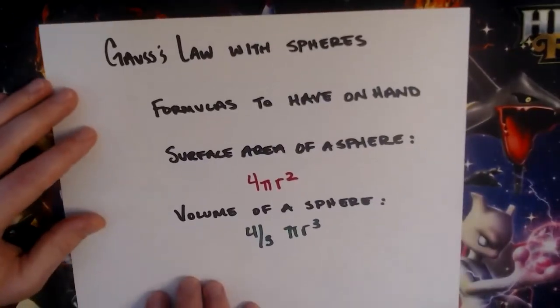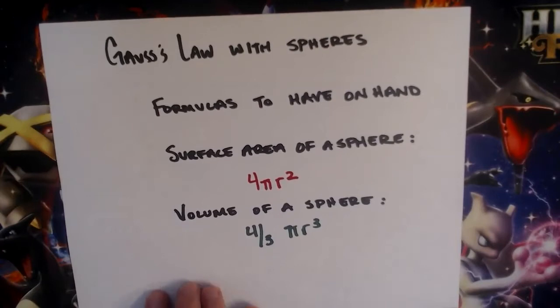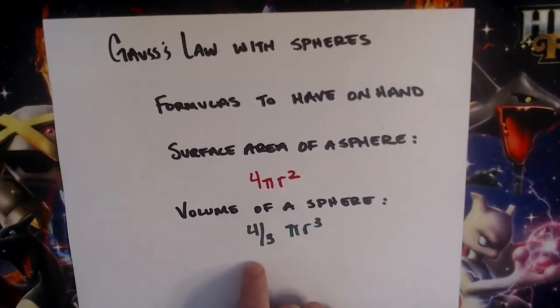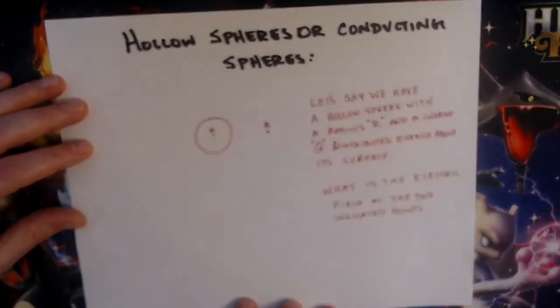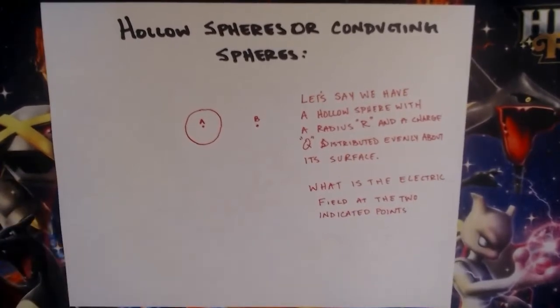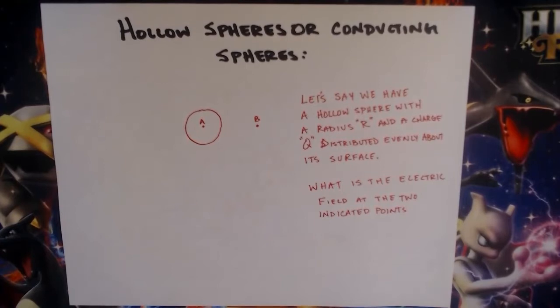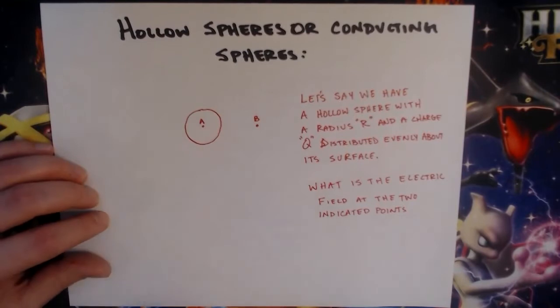Gauss's law with spheres, just some things to think about. We need to think about the surface area of a sphere is 4 pi r squared, and the volume of a sphere is 4/3 pi r cubed. So here's our first problem. We have a sphere, and the sphere is either hollow or it's conducting, meaning all of the charge resides on the outside. One thing that you would want to make sure that you're aware of is if you have a conductor, the charge will move to the outside of the surface so that there is no charge inside. It's only on the surface of the object.